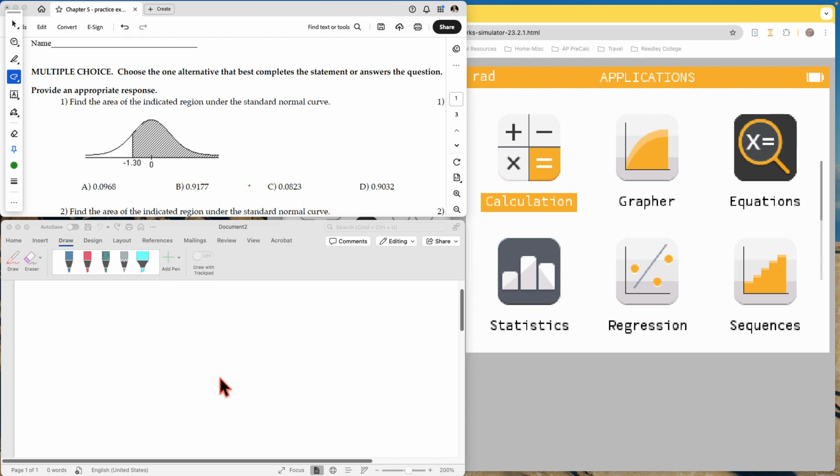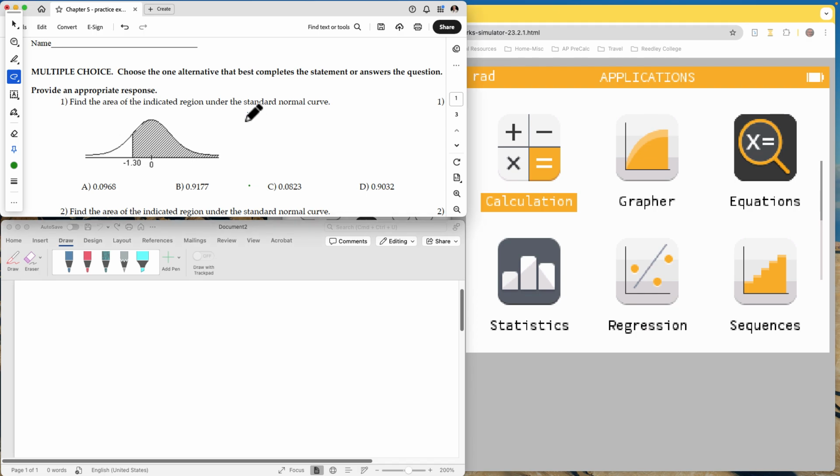A solution guide to the topic on the normal curve, continuous probability distributions. So this is our practice test. Question 1, find the area of the indicated region under the standard normal curve.